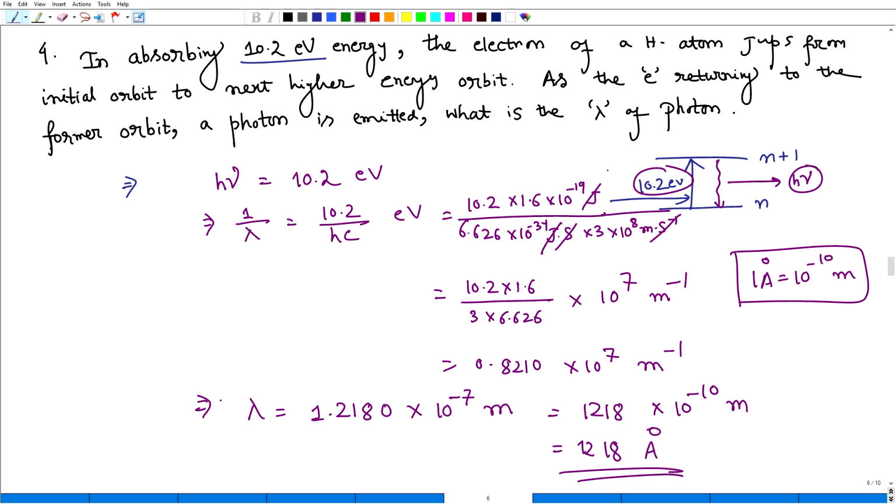Okay, so in this way you can calculate the lambda. So in this part, let me stop here. In the next part we will discuss another 2 problems, and in the next class also we will go through some other problems, and then the overall chapter will be completed. Okay, so let me stop here. We will meet again in the next part.